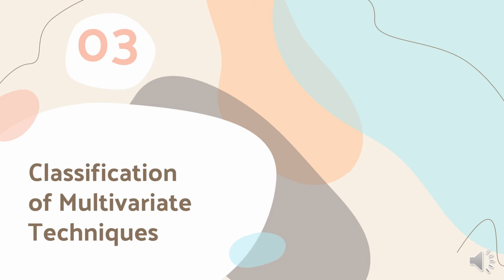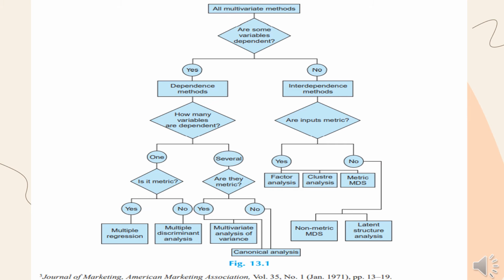Next, let us discuss the classification of multivariate techniques. Okay, so I have a diagram here showing how it is classified. First, there are two broad categories. So it answers the question, are some of the involved variables dependent upon others? If your answer is yes, we have dependence methods. If no, we have interdependence methods.